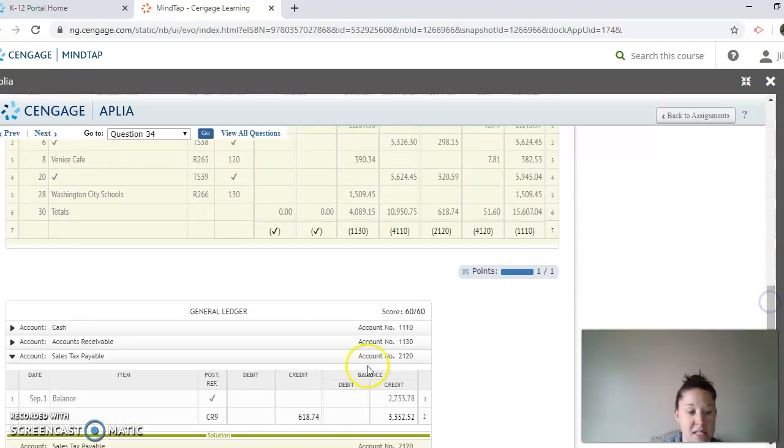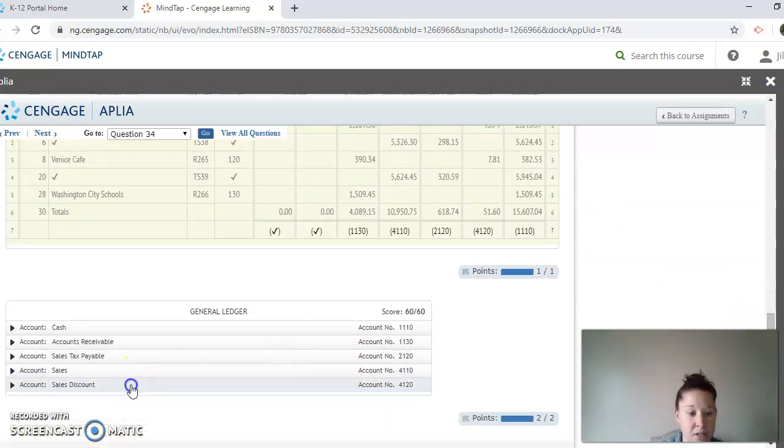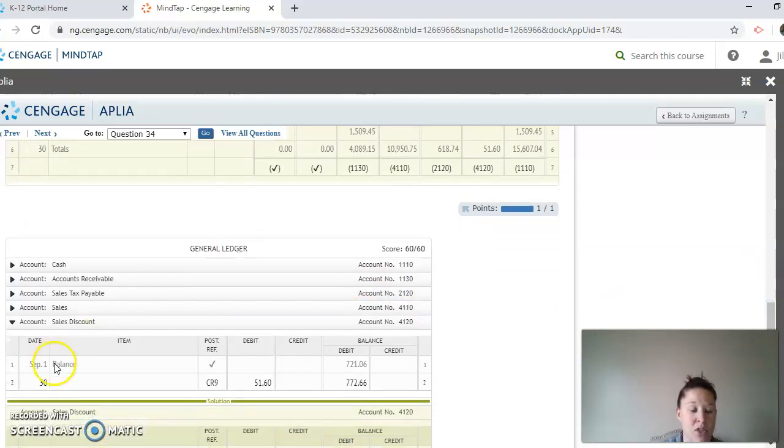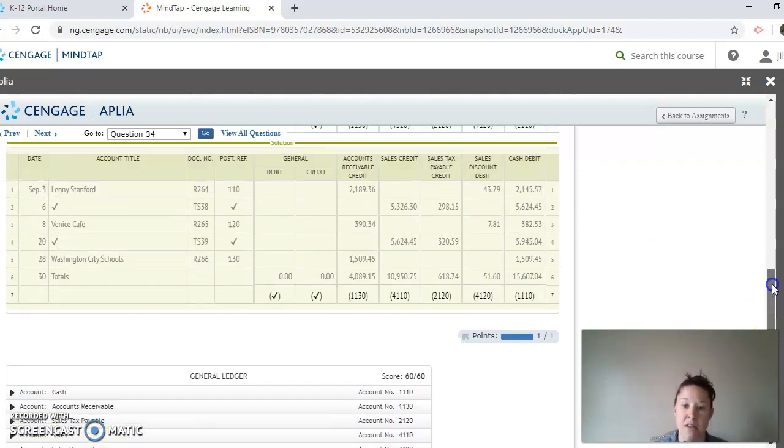Next, we have sales discount. So sales discount is a debit. So on the 30th from cash receipts journal, page 9, we're debiting $51.60. Debit and a debit means we add. So the updated balance is $772.66. And then we put 4120 back up at the top in parentheses.